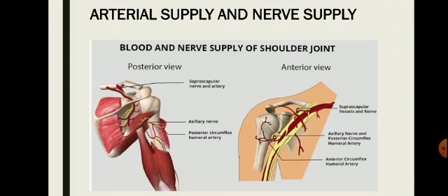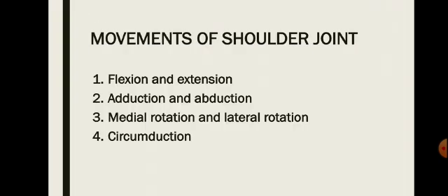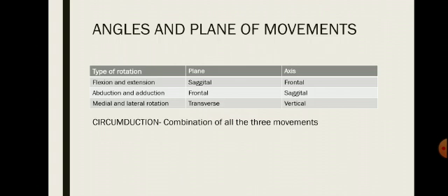Okay, and then movements. Here there are four different types of movements: flexion and extension, adduction and abduction, medial rotation and lateral rotation, and finally circumduction. We came across these terms. Now you just see what is the plane and what is the axis of each movement. Flexion and extension: flexion is in the sagittal plane, and the axis is the frontal axis.